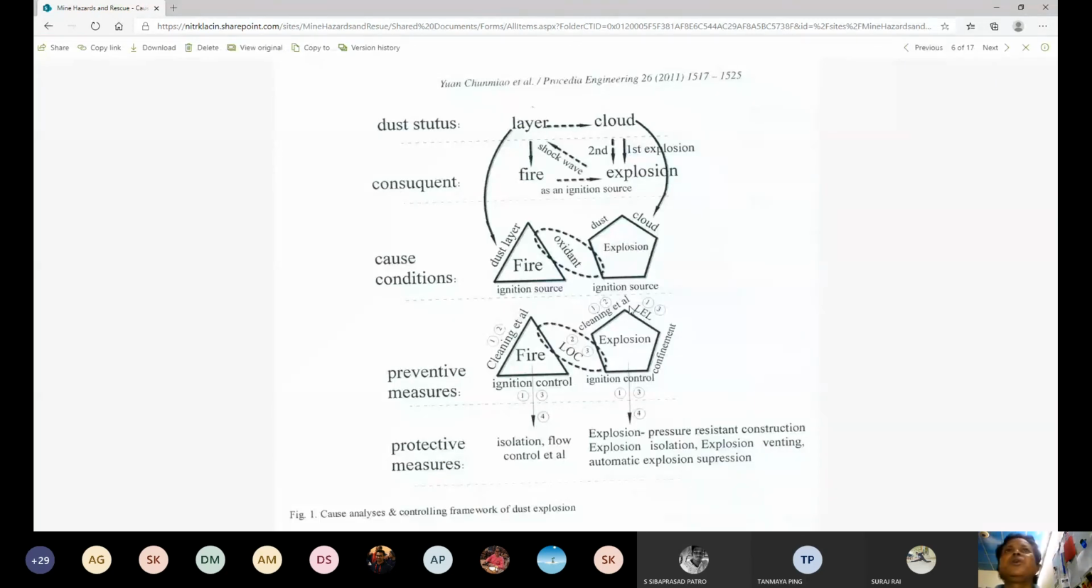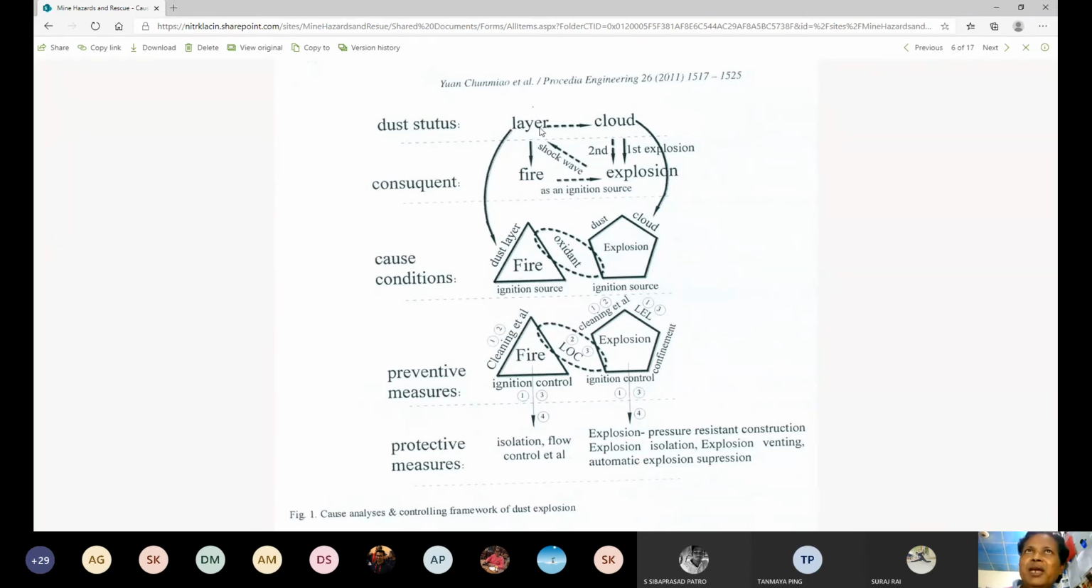So today we have discussed the cause analysis and controlling framework of dust explosion. So today this was our point of discussion. So what is coal dust? What is the coal dust status in your mind? Whether it is in layer form or whether it is in cloud form. The coal dust can be found in the mine atmosphere in layers or in clouds.